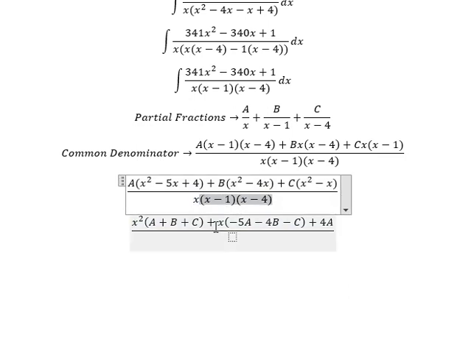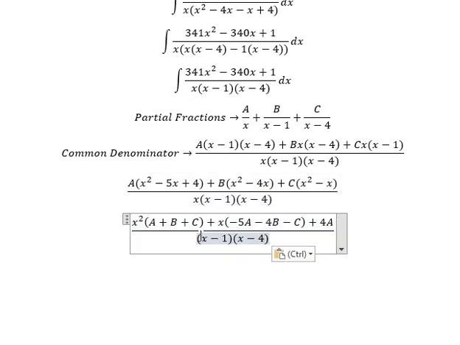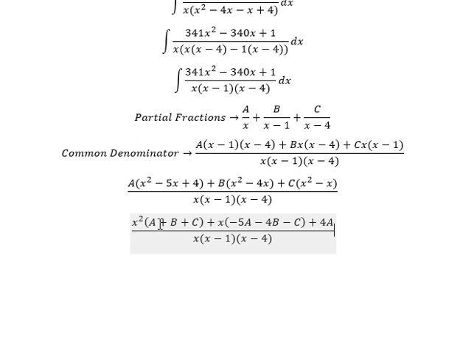Now, we need to compare coefficients. This one, we have s square, we have s square, so 341 equals A plus B plus C. We have s, so this one equals negative 340, and the last one, 4A, equals number 1. And now we create the system of equations.